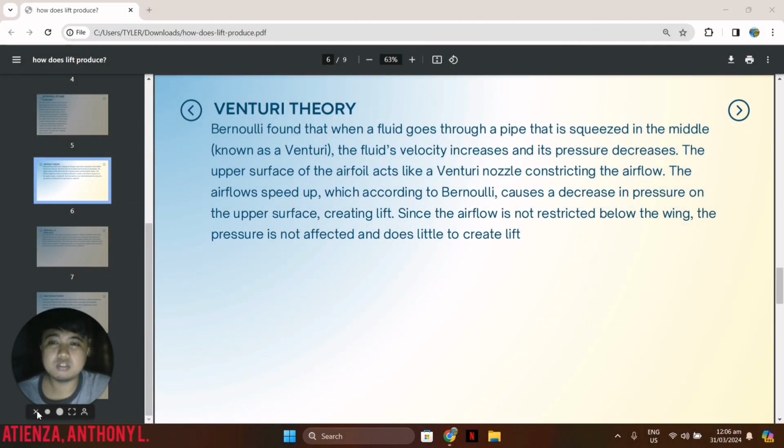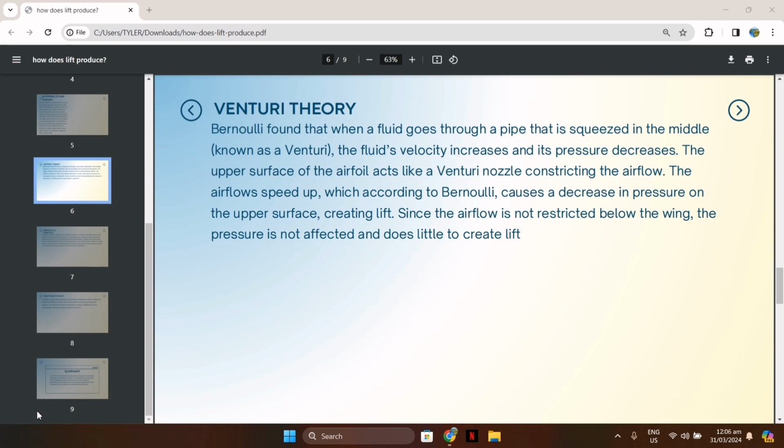The next is the Venturi theory. Bernoulli found that when a fluid goes through a pipe that is squeezed in the middle, known as a venturi, the fluid's velocity increases and its pressure decreases. The upper surface of the airfoil acts like a venturi nozzle, constricting the airflow. The airflow speeds up, which according to Bernoulli causes a decrease in pressure on the upper surface, creating lift. Since the airflow is not restricted below the wing, the pressure is not affected and thus there is little to create lift.